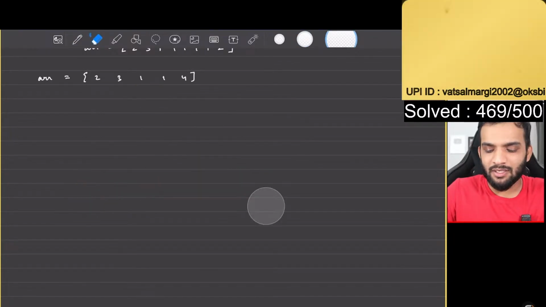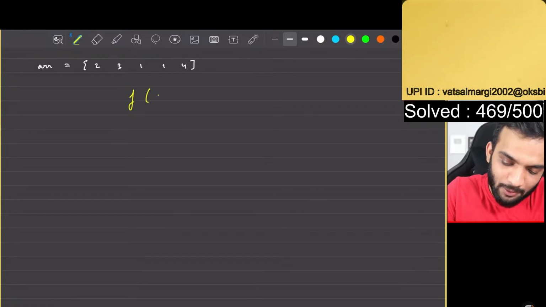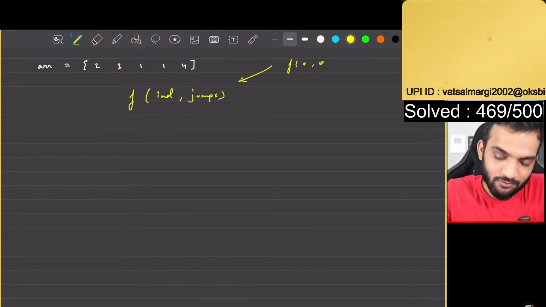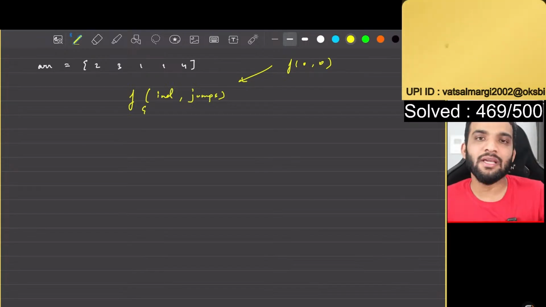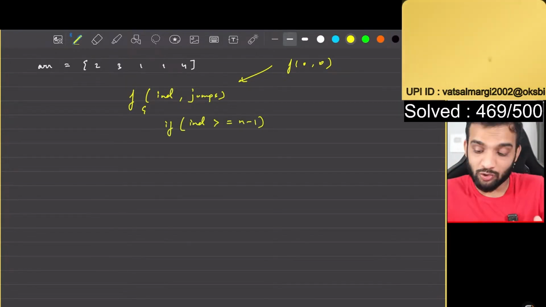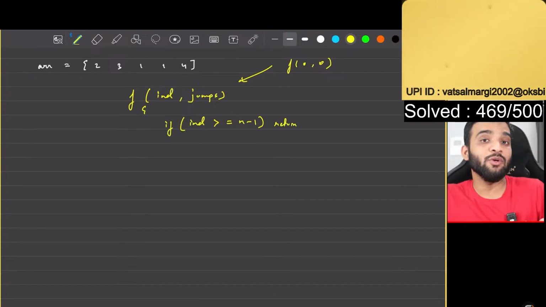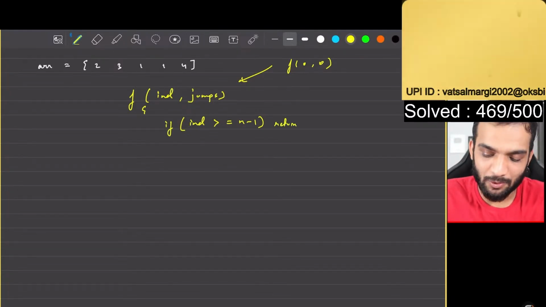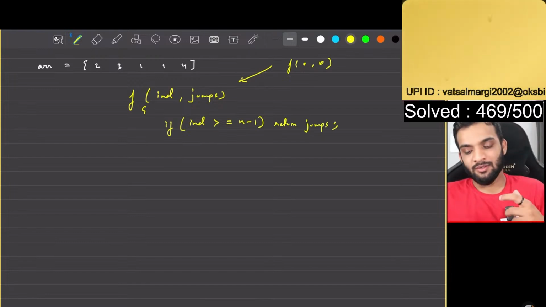Can I super quickly write down the recursive code? So I'll write a function, maybe I can take an index and the jumps. This will be called with f of 0, 0, with the array, obviously. Do you know what the base case is? What is the end case? One thing for sure, if at any moment the index is greater than or equal to n minus 1, that means I've either reached or crossed over. If that is the case, I'll return. Now this is very important: what will I return? I'll be returning the number of jumps, right? Perfect. Done.